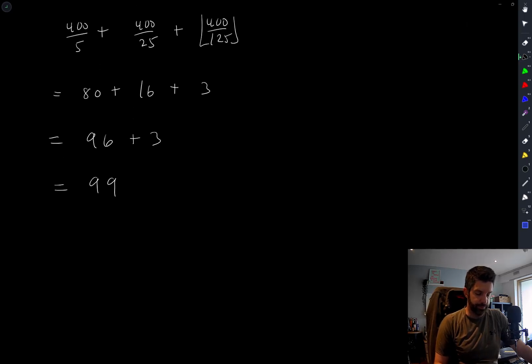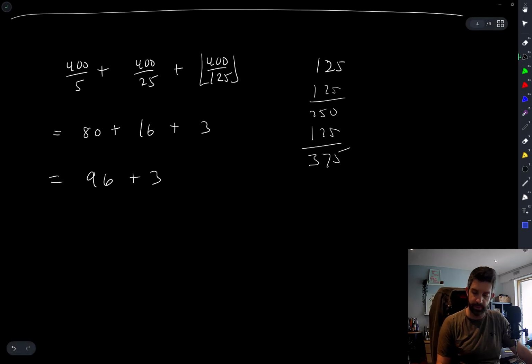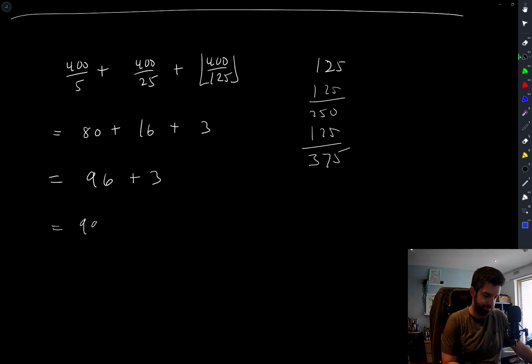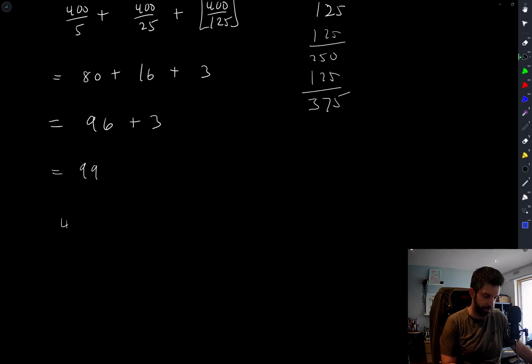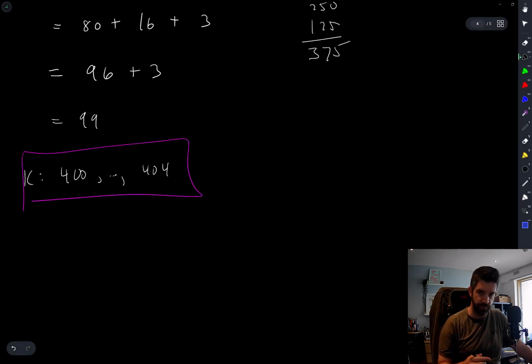Oh my goodness. Wait. Nope. Yeah, 125 times 5. No, 125 plus 125 is 250. 250 plus 125 is 375. Yeah, so 400 is nowhere near a cube. Okay, and I can even find the number, so it's going to be 400 up to 404. These are the values of k that work. 400 to 404. So the total number of integers for where this works is 5.